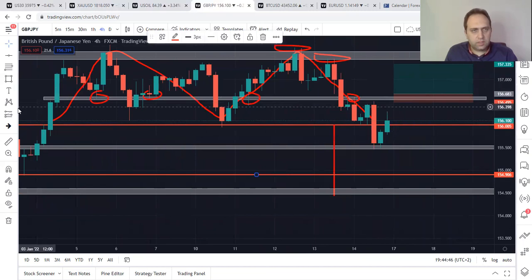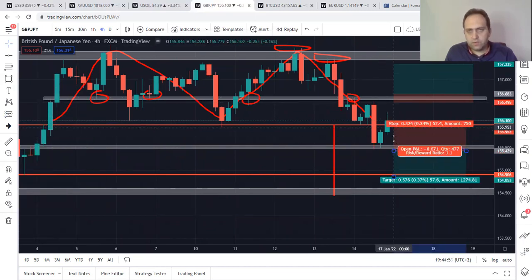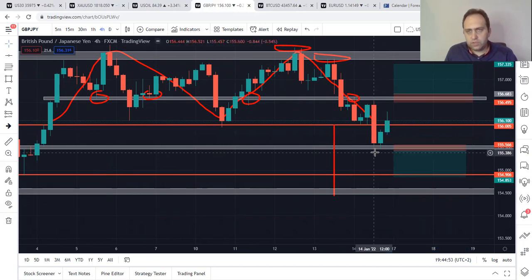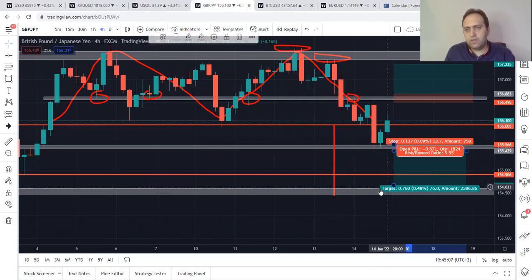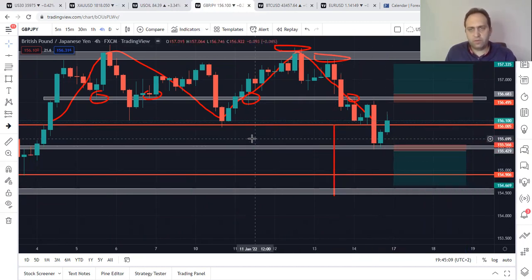So let's see here. So if it breaks after a move down this level, which is 155.42, take profit 155.32 TP1, 155.12 TP2, 154.95 exactly TP3, and 154.70 TP4. Okay, stop loss it's 155.